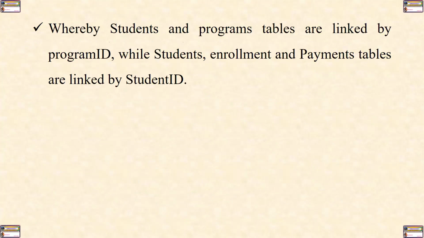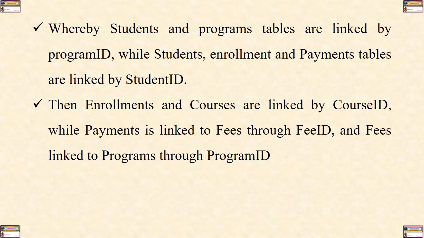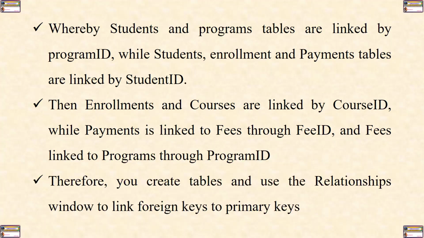So those are the fields and the tables that our database will have, whereby students and programs tables are linked through program ID, as we have discussed, while students, enrollments, and payments tables are linked or related through student ID. Then enrollments and courses are linked by course ID, as you have seen, while payments is linked to fees through the fees ID, and fees is linked to programs through program ID.